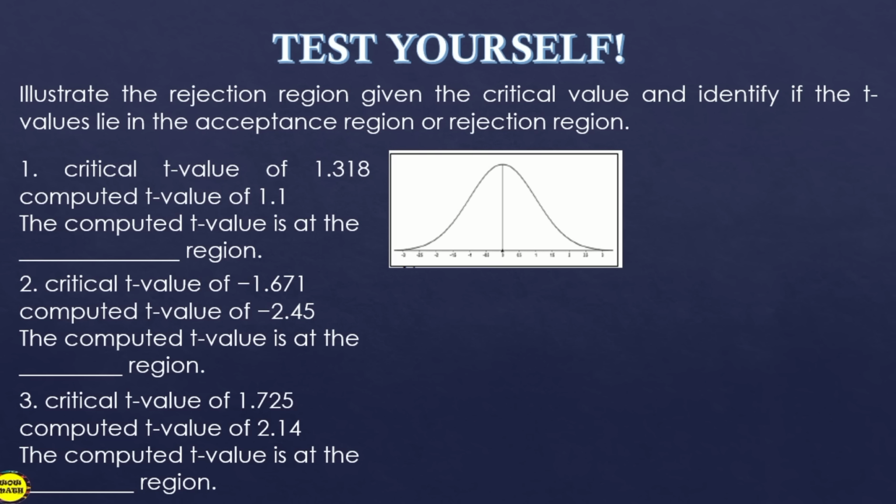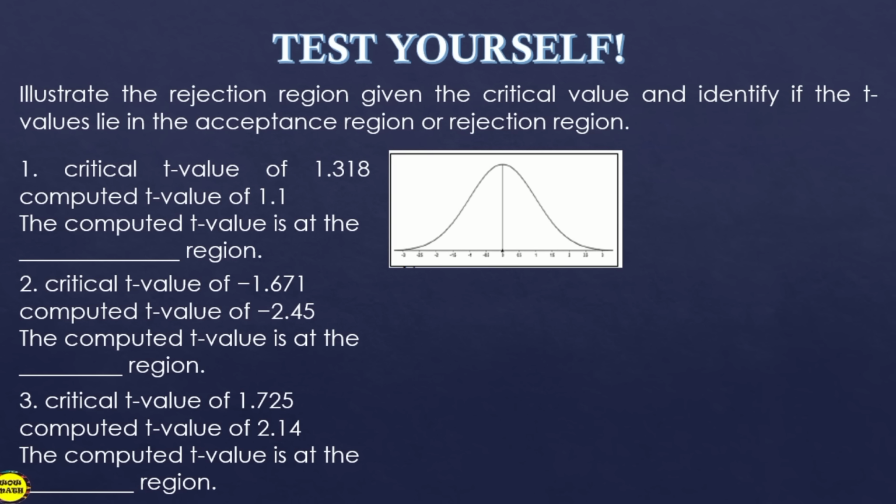Okay, for number 1, the given t-value is 1.318. Okay, again, the critical t-value is 1.318 and the computed t-value is 1.1. So, what do you think? The computed t-value ba ay nasa rejection region or sa non-rejection region or sa acceptance region, class?